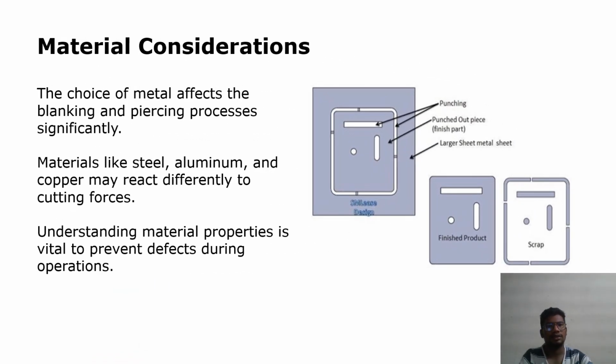Material considerations. The choice of material affects the blanking and piercing process significantly. Materials like steel, aluminum, and copper may affect the cutting forces differently. Understanding the material properties is vital to prevent difficulties during the operations. By using steel, aluminum or copper materials, we can do the blanking or piercing process in the hydraulic press machine or the hydraulic flywheel.